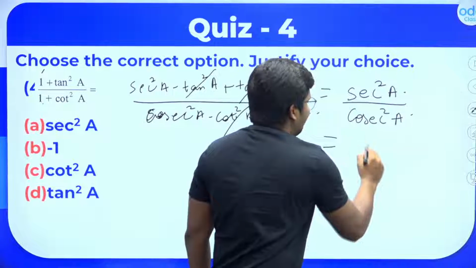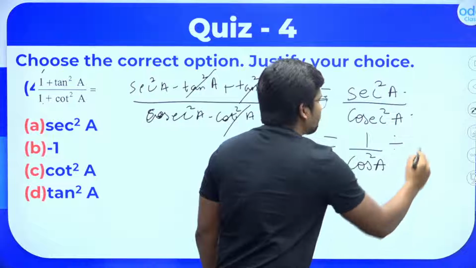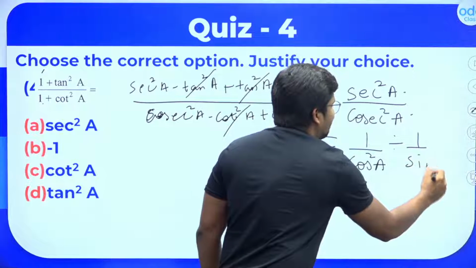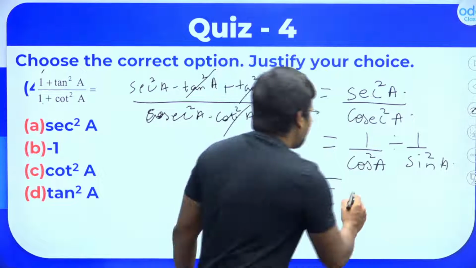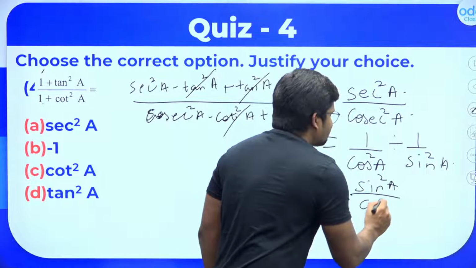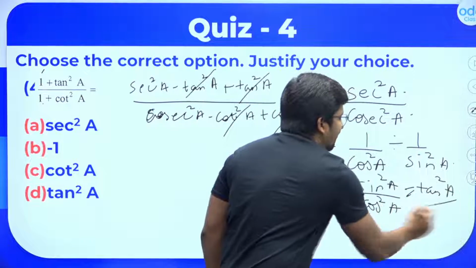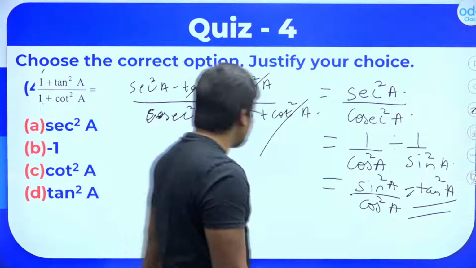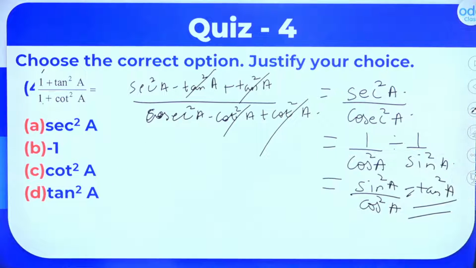What is sec square A? Sec square A is 1 by cos square A whole divided by, what is cosec square A? Cosec square A is 1 by sin square A. So that is equal to sin square A divided by cos square A. What is sin square A divided by cos square A? It should be tan square A. So the option should be option D again. Correct? The right answer is option D. Very simple question then.